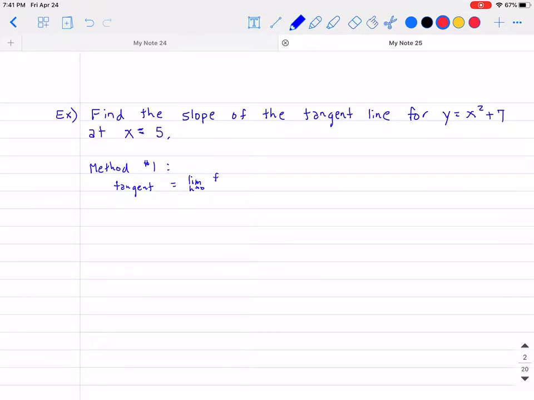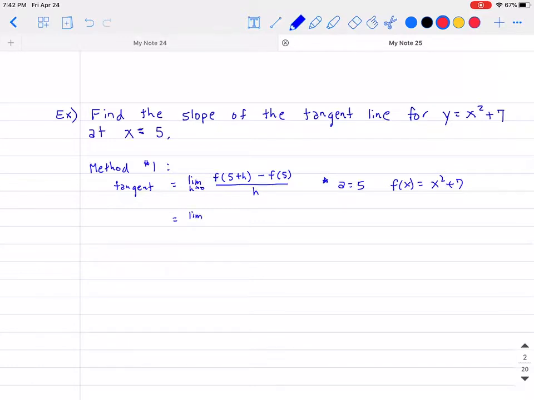Which is basically going to be using the tangent is equal to the limit as h approaches 0 of f of 5 plus h minus f of 5, all divided by h. Because in this case, keep in mind that my a value, where I want to find the slope of the tangent line, is equal to 5, right? And we're calling f of x the function x squared plus 7.